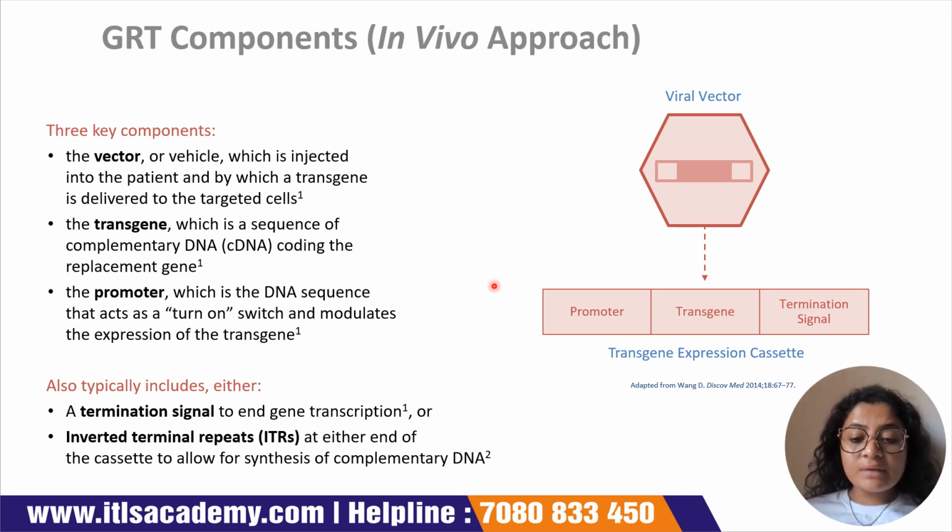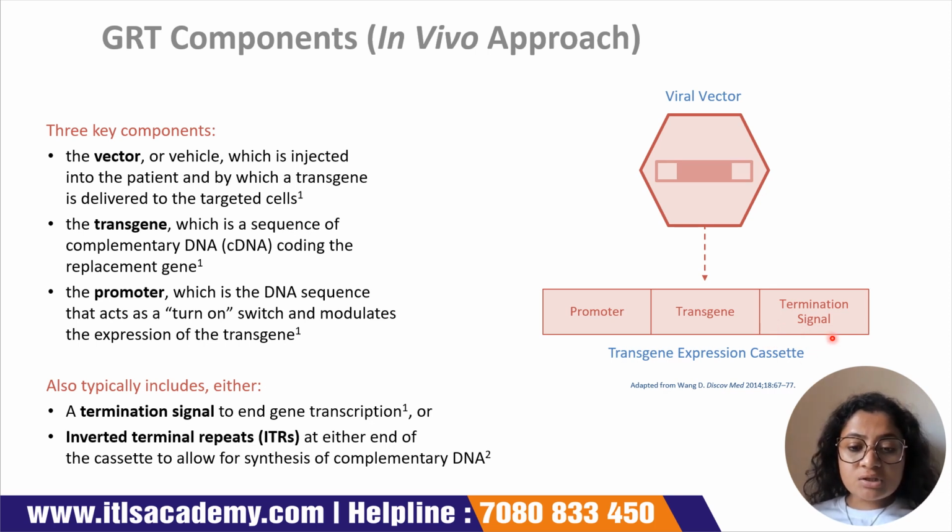Okay, so there are three main components of GRT. What are they? We have the viral vector, as you can see over here in the diagram. Then we have the transgene, this is the transgene, and then we have the promoter. And we also have the termination signal, which is also a component of the GRT.